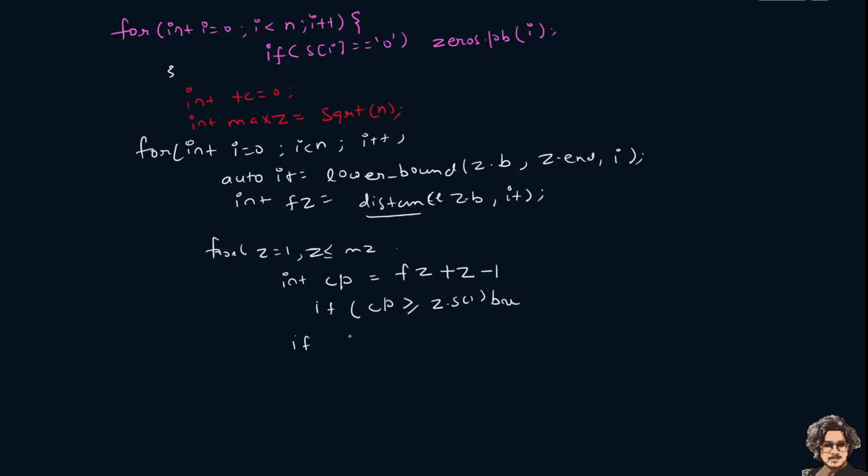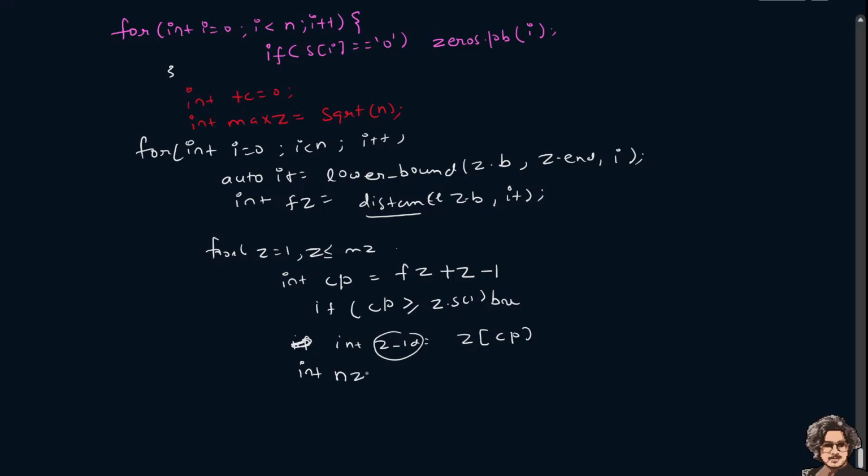If not, we look at int zIdx. We find the current position of the zero in what we stored in the zeros array. So we have to see what the next zero is, where the next zero is.